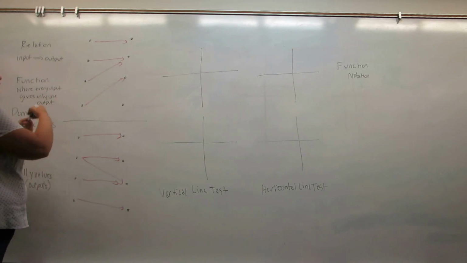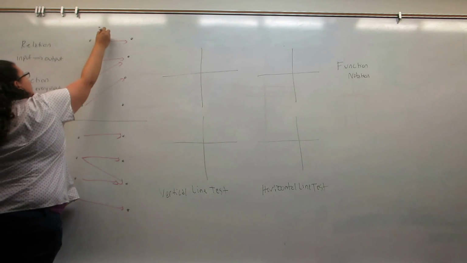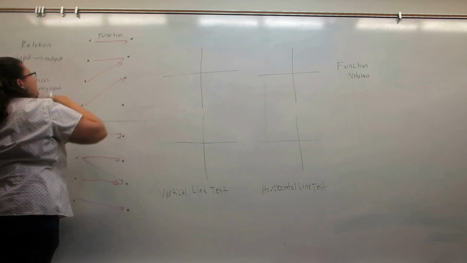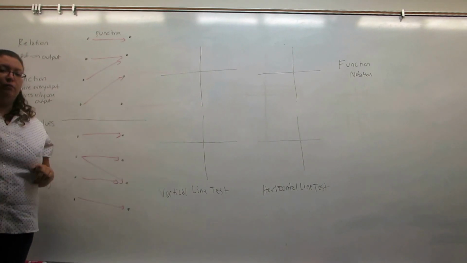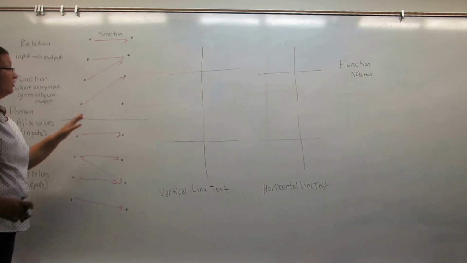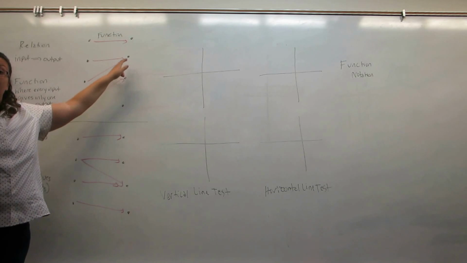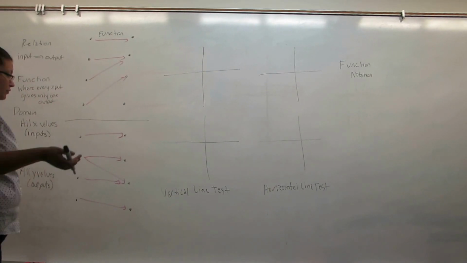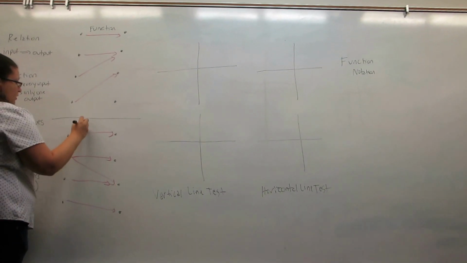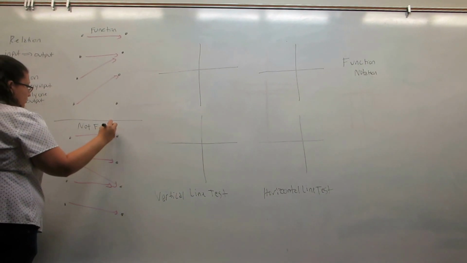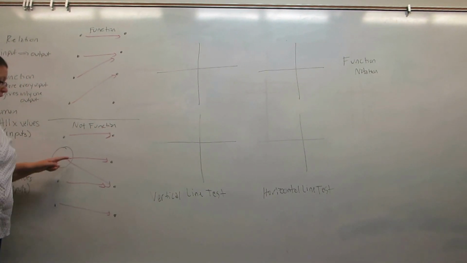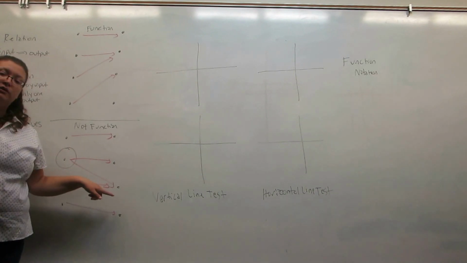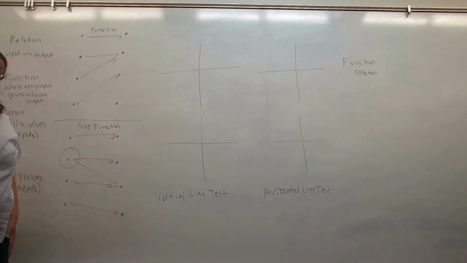The top one is a function because every dot on the left, every input, goes to only one output. It's okay that some of them may go to the same output. I just care that every input goes to only one output. This one is not a function because I have this input right here that went to two separate outputs, and it causes quite a bit of confusion.